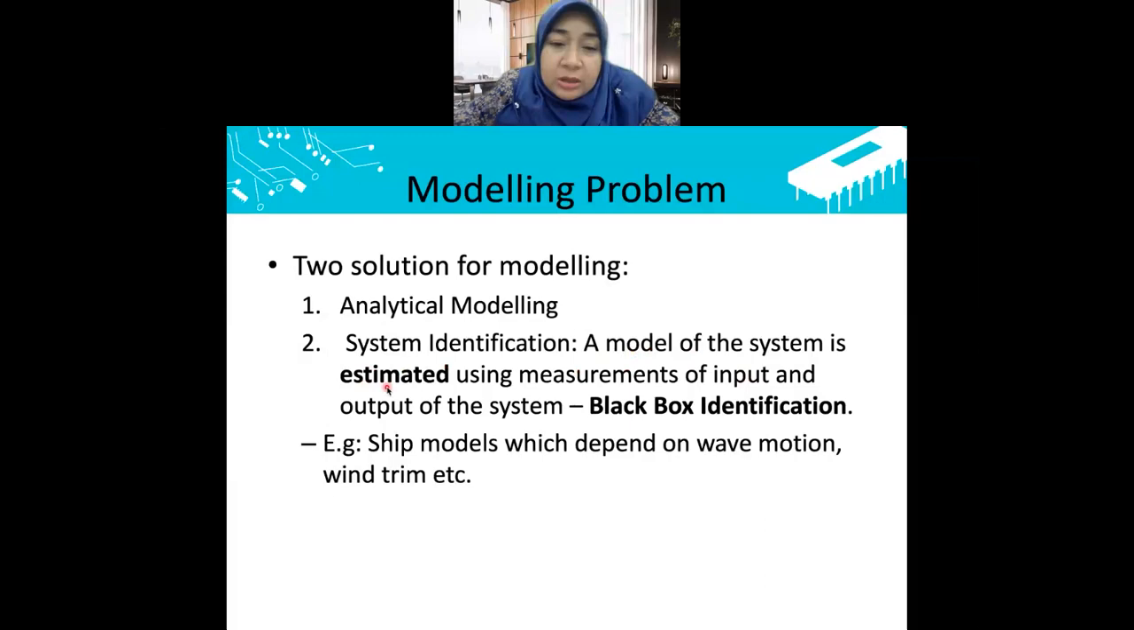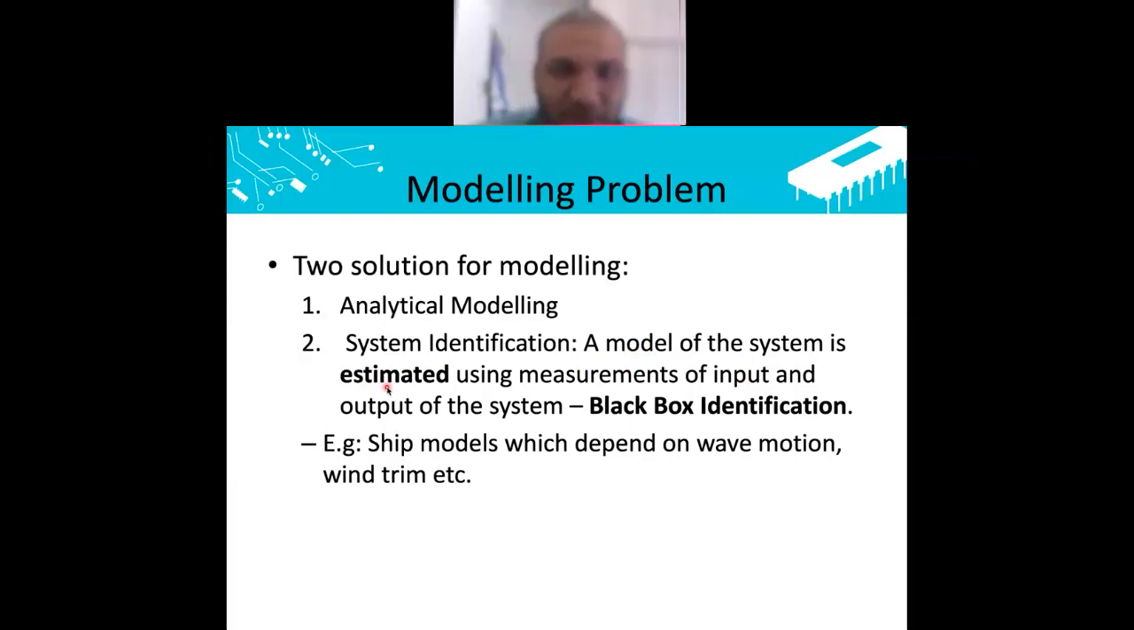But if the system is unknown, for example the motion of your ship when it moves with the waves, how does the wave affect the motion of your ship? It's very unknown, isn't it? It's quite tricky, because it depends on the wave motion, it depends on the wind stream, and you do not know how to write the mathematics of that. Even if you can write the mathematics, how can you connect the wave motion and the ship model? So this is an example of when, rather than writing down the mathematical model of the system, you can use system identification.